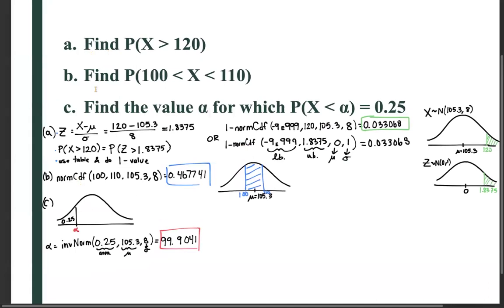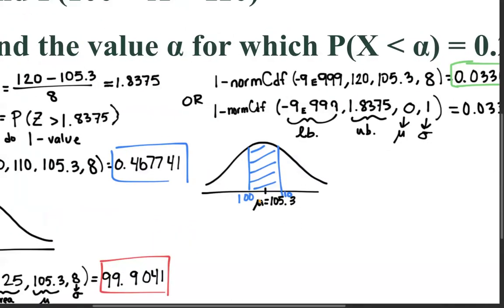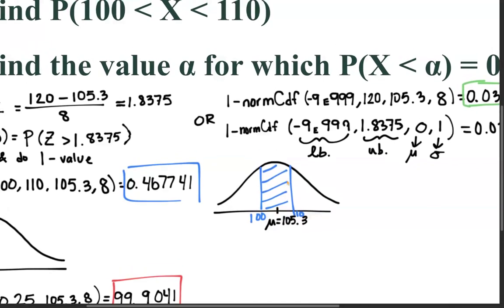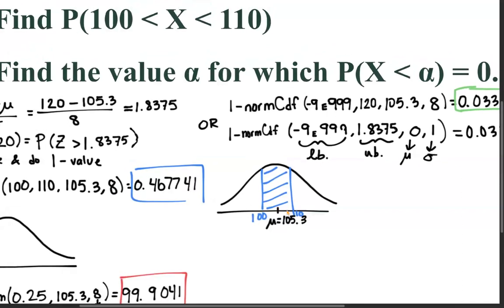Next is part B. So we want to find the probability that x lies between 100 and 110. So here, if I were to start off drawing the normal distribution, we have our mean of 105.3. So 100 is somewhere below that, and 110 is somewhere above that. So I'll just draw that in. And so we want to find the area under the curve that's shaded here.